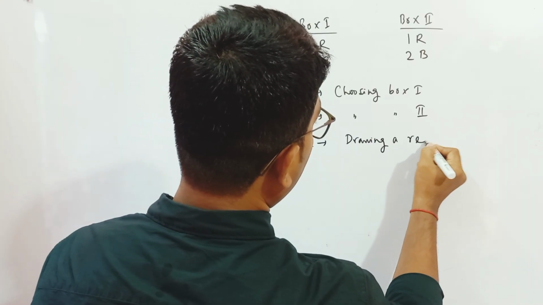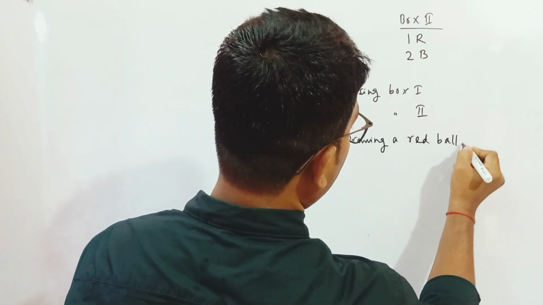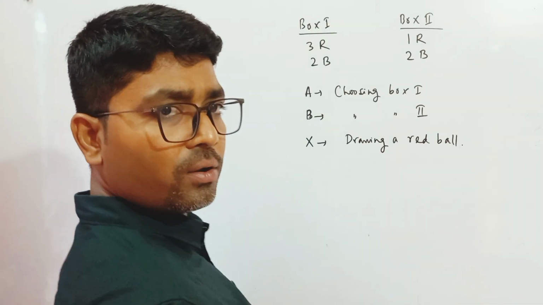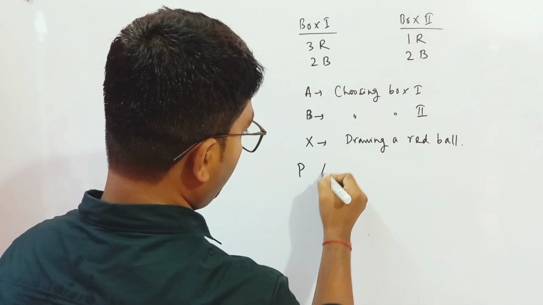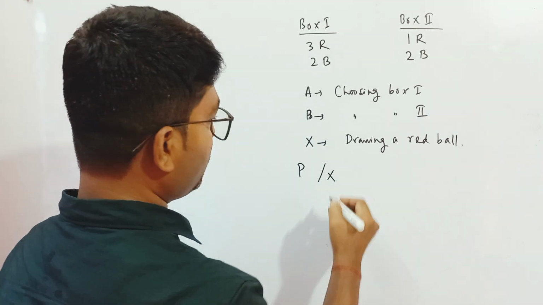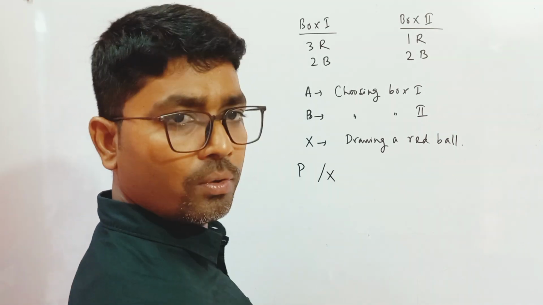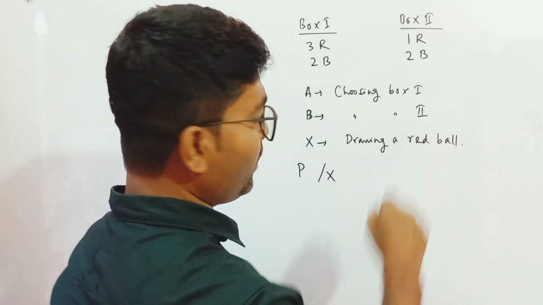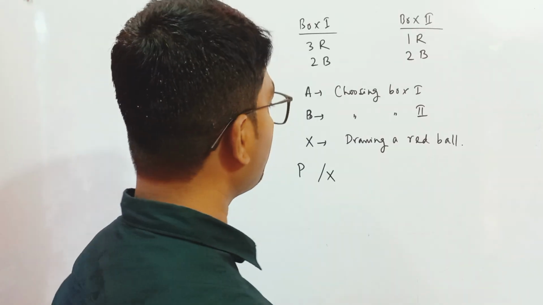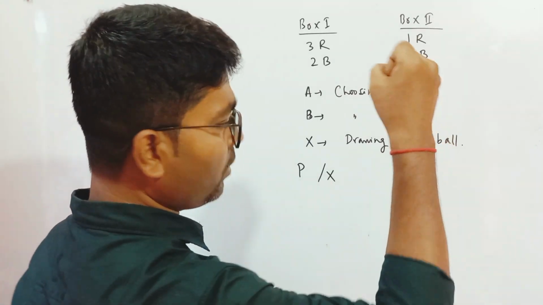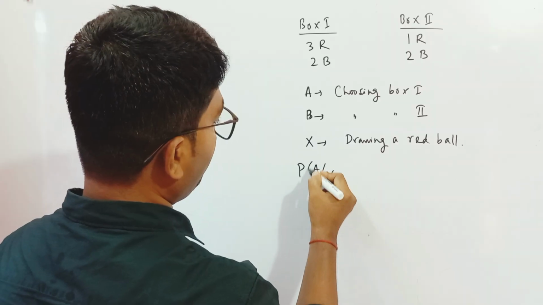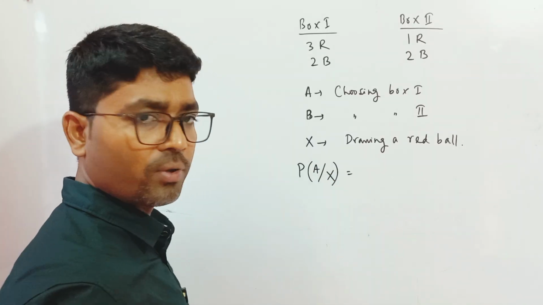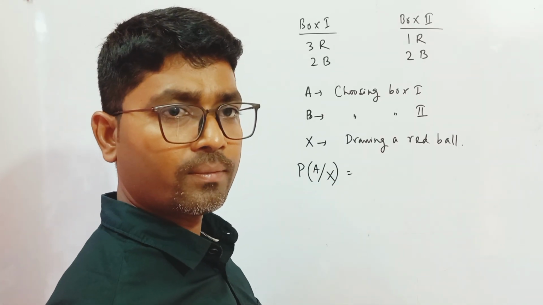Drawing a red ball. So what do we have to calculate? We know we draw a red ball. Now what is the probability that this red ball is drawn from box 1, that is P(A|X)? We have to calculate this term.